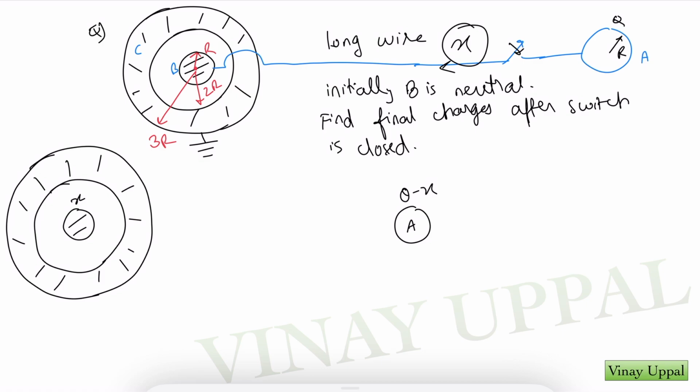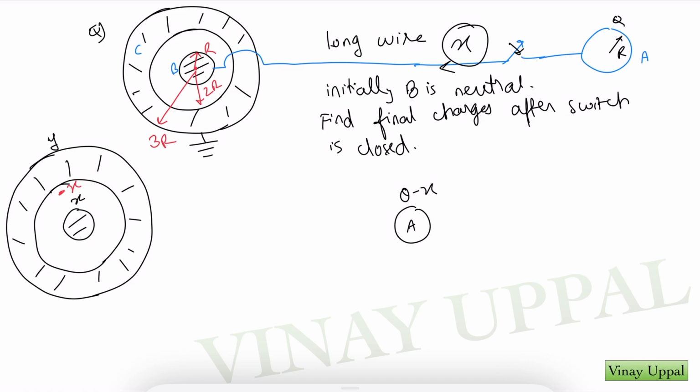And what about C? Because the spherical shell C has different radii for the inner surface and outer surface, it will be useful for us to write down the charges on the inner surface and outer surface individually and then treat them as individual hollow spheres. So on the inner surface I will have minus X, and let's say on the outer surface I will have some charge Y. So the total charge of C would of course be Y minus X. Now one equation that I have to write is that the potential of C is 0.